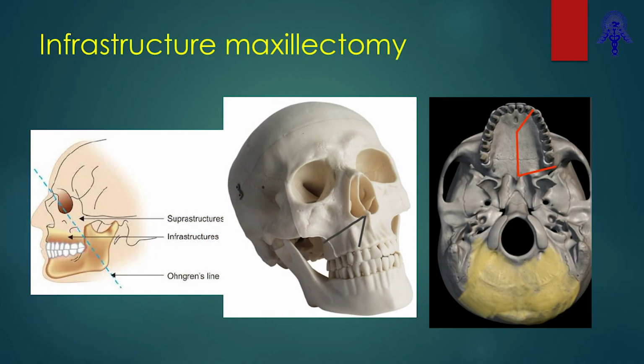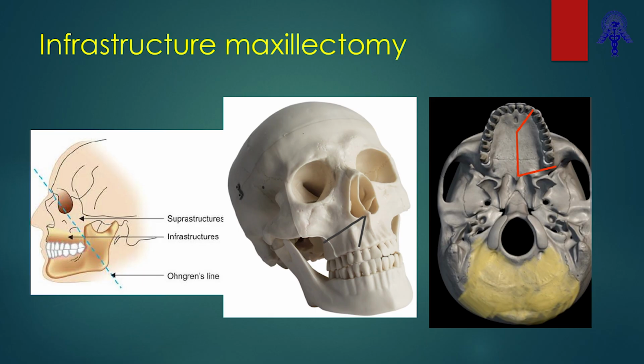Okay. Classically, it was divided by Ohngren's line. That is extending from the medial canthus of the eye to the angle of mandible. The structures posterior-superior to that are suprastructure, and anterior-inferior to that are infrastructure. As you clearly see, the tumors above this line have a bad prognosis, and below this line they can be removed easily, so they have a good prognosis.